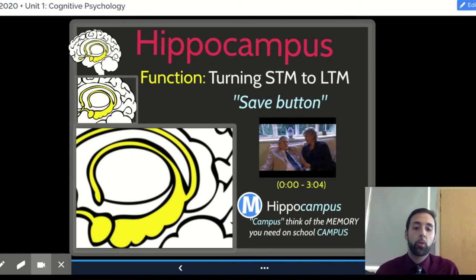As a mnemonic, when I look at the word hippocampus, the word campus stands out. I always think about how you need good memory to go onto a college or school campus to do your classwork. So I see campus and I think classwork, and that's how I connect the hippocampus to memory.